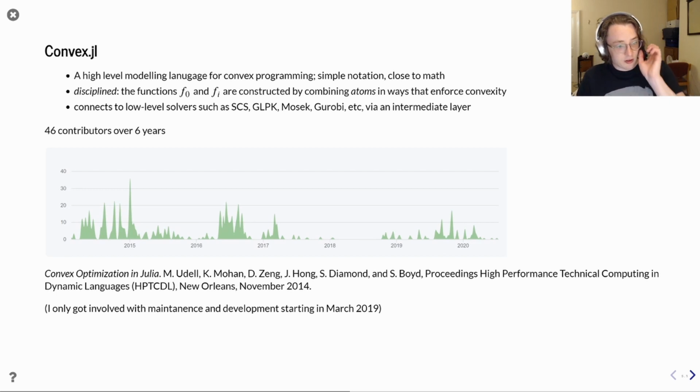It's had 46 contributors over 6 years. So the initial creators include Madeleine Udell, who's given JuliaCon keynotes before. They have a nice paper. I personally only got involved in March 2019. I actually got involved first just fixing some bugs that I ran into, and then I sort of got more into the development.